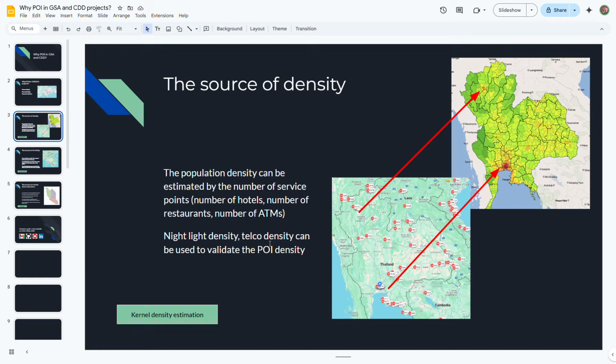Nightlight is normally based on satellite images of the city. It's not accurate in the sense that in some places there is no activity at night, so they turn off the lights. But for many big cities there are economic activities at night as well, so you can see the night lights.